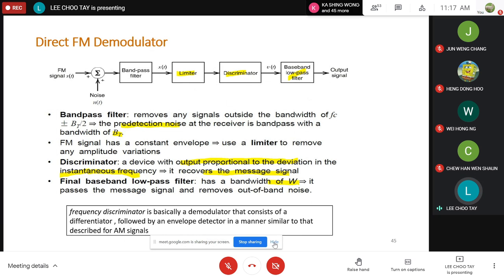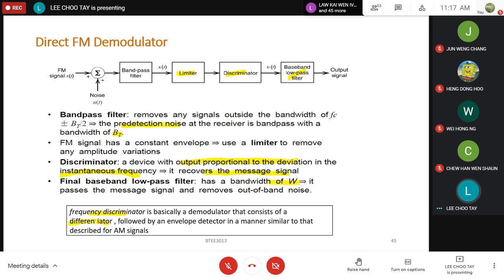So what is a discriminator then? Frequency discriminator, okay, there's a note down there. Basically, it's a demodulator that consists of a differentiator. All right, remember in the modulation process, we actually integrate our message signal. So therefore, in the demodulator, we need to have a differentiator that undoes the integration.